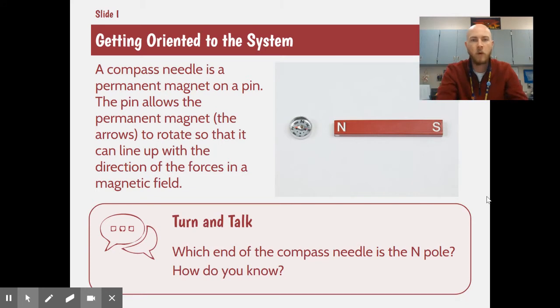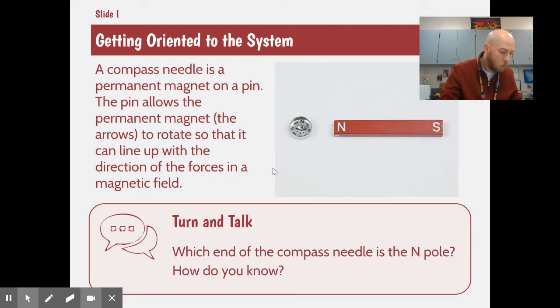Just as a reminder, specifically we're going to talk about the needle in the compass. That needle is a permanent magnet on a pin. The pin allows the permanent magnet, which is the arrows, to rotate so that it can line up with the direction of the forces in a magnetic field. The only magnetic part of the compass is that compass needle. It's made out of iron, but it also will attract and repel objects. Again, the pin allows it to rotate so that it can line up with the direction of forces in our magnetic fields.